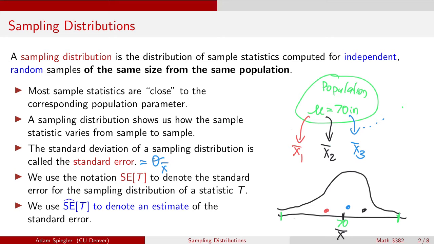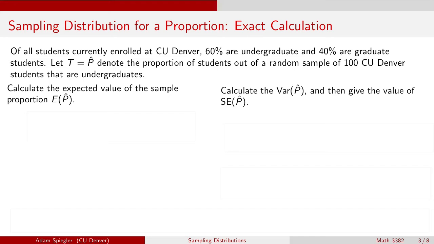And so we've done some work looking at sampling distributions for the mean, and we discussed the central limit theorem in that instance. Let's take a look at what happens if our sample statistic is a proportion instead of a mean. So let's consider the following population. We're going to consider our population all students currently enrolled at CU Denver. And it's pretty close that 60% of all students at CU Denver are undergraduates, 40% are graduates. And what I want to do is construct a sampling distribution for the proportion of students in a sample of size 100 that would be undergraduates.